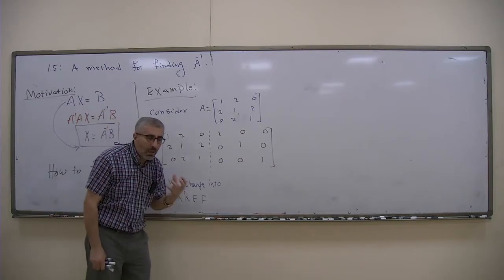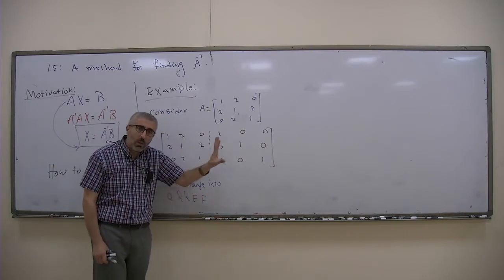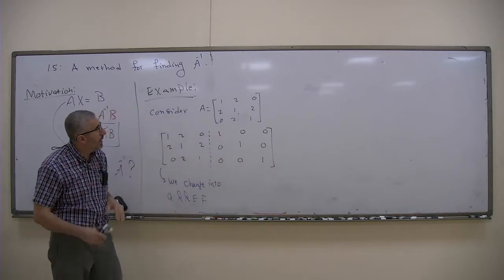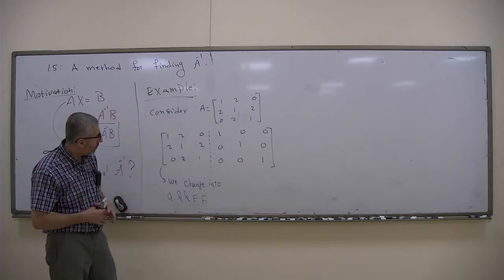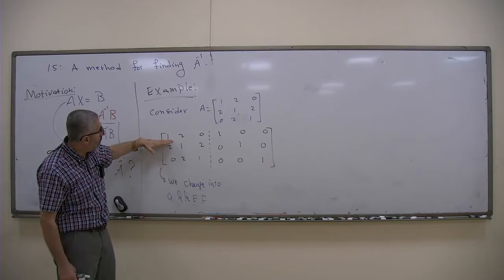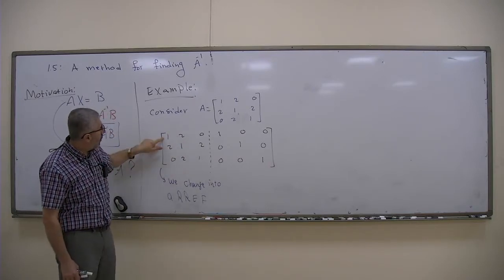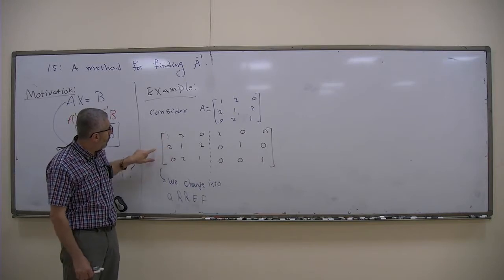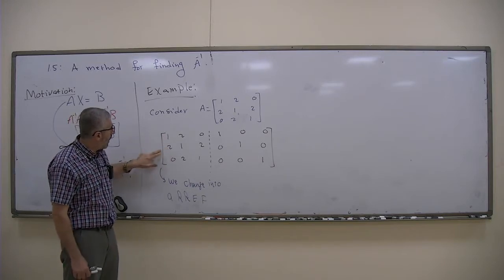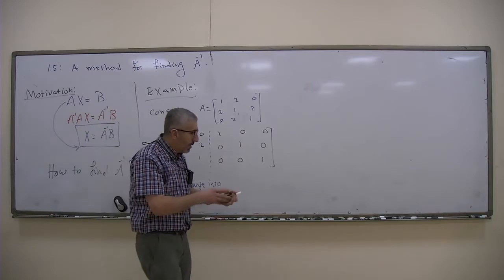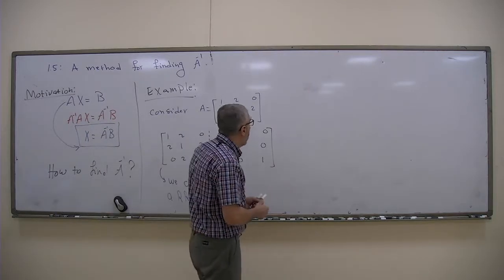What is the theory behind that? Why does it work? I'll talk about it later on. But for the time being, let's see how to do it. So we want to do elementary row operations and reduce this into reduced row echelon form. This is 1, and we want a 0 here. So what do we do? Negative 2R1 plus R2. Let me do the first few steps, then I'll let you finish that.